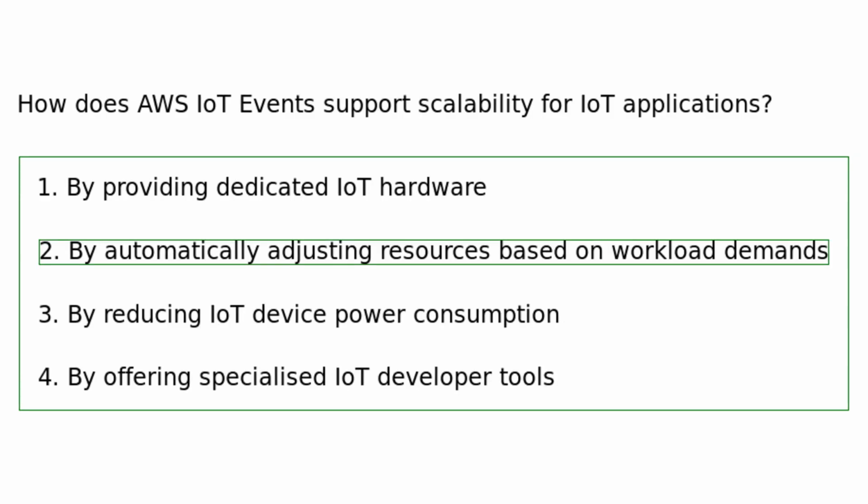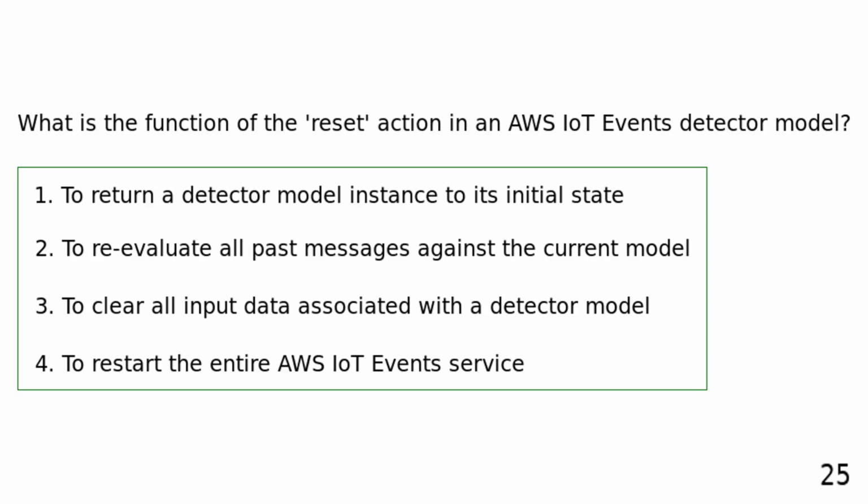AWS IoT Events supports scalability for IoT applications by automatically adjusting computing resources based on workload demands, ensuring consistent performance and reliability as application usage grows. What is the function of the reset action in an AWS IoT Events detector model?